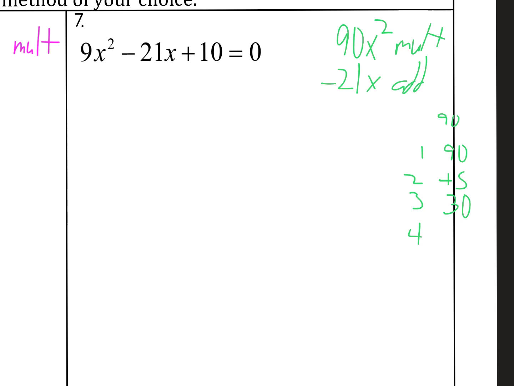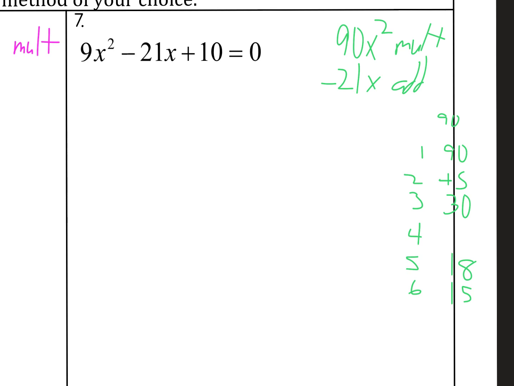4 and 15, 5 and 18, 6 and 15, yes. Wait, so it's not 4 and 15. What did I mess up? 4 times 15 is 60.